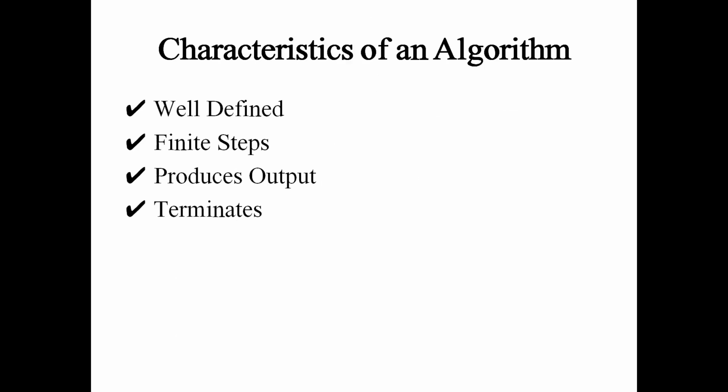A good algorithm must satisfy certain characteristics. Every step should be clearly defined, and then it should finish after a finite number of steps. Third, it should produce a valid output. Finally, it must terminate. If an algorithm never stops, it cannot be considered a proper algorithm.